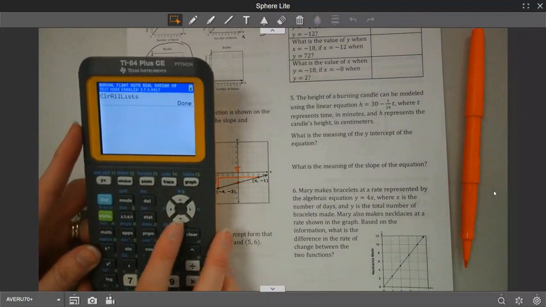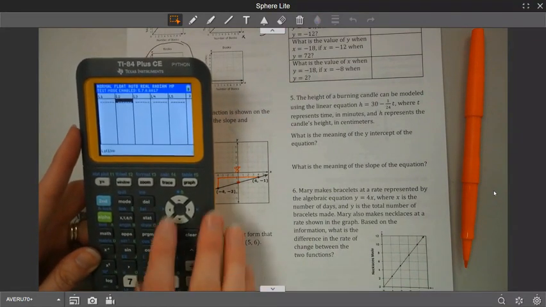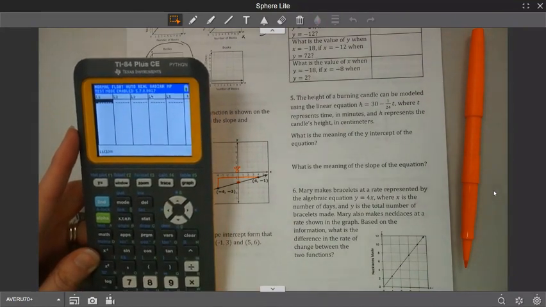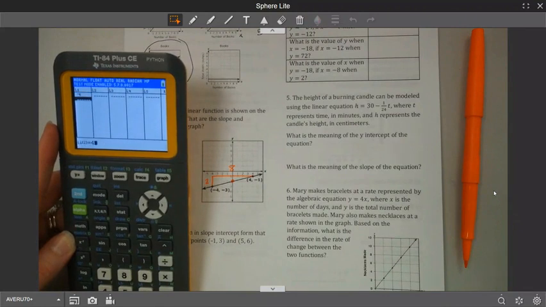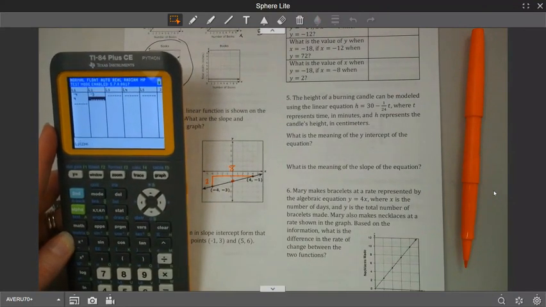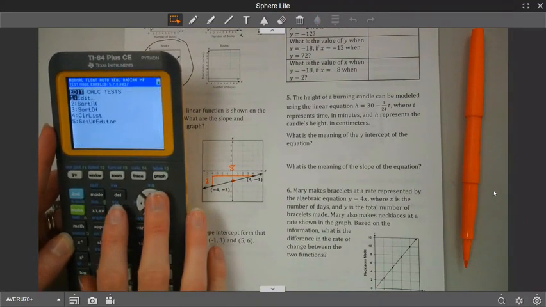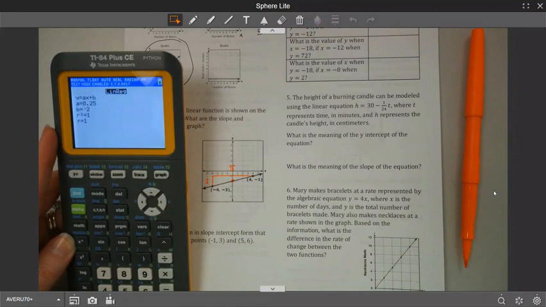And then I'm going to go through stat. So hit stat. We've got to put our points in first, so I go to edit. We want our x values in list 1, so our x values are -4 and +4. Okay, arrow over, our y value was -3, and then we had -1.